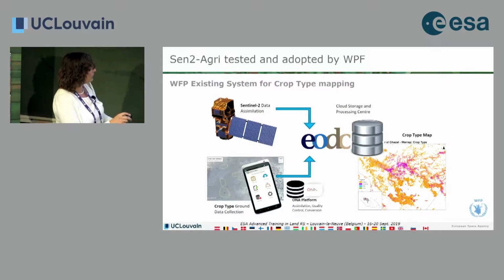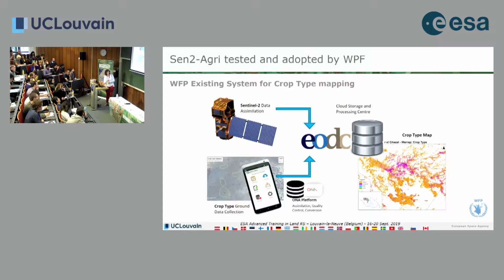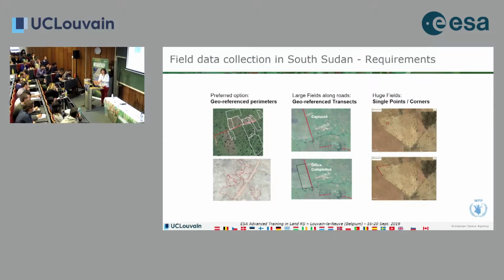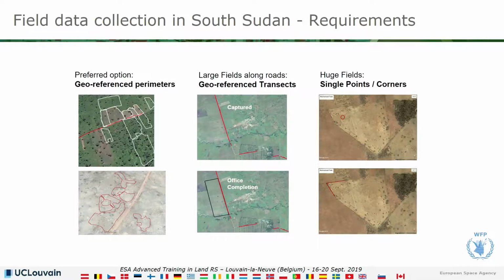They go on the field to collect crop type information with the GeoDK application, with an online platform, and then they are working with the EODC cloud. So they have started working on Sen2Agri in South Sudan, which is really not an easy case to start, but this is their area of interest for sure. These are not easy countries.